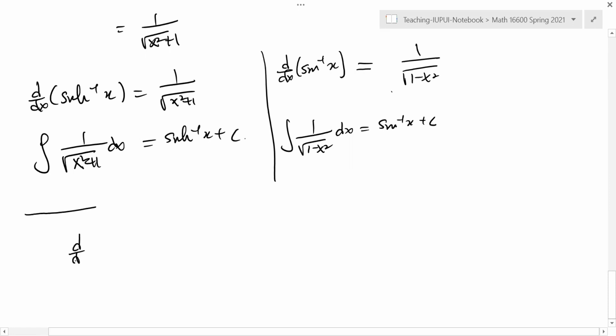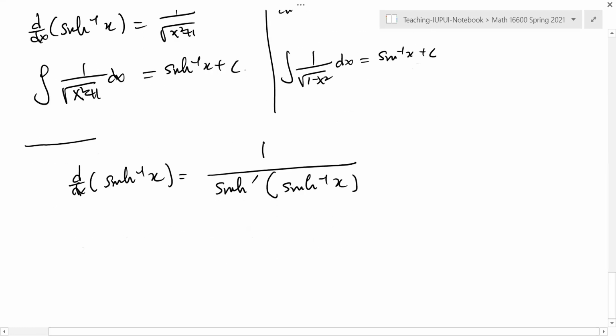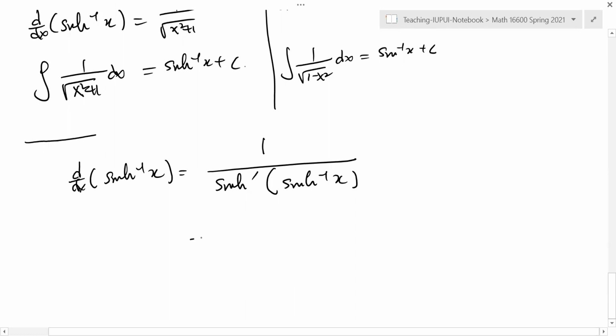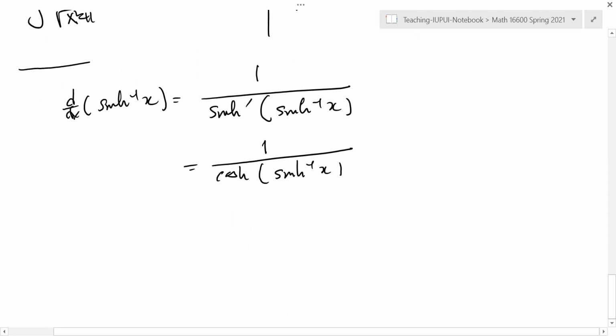The derivative of this function by the formula is 1 over the derivative of hyperbolic sine. Remember this formula? The derivative of hyperbolic sine is hyperbolic cosine. And the next question is how can we get rid of the hyperbolic cosine, and express it in terms of hyperbolic sine? How do we do that? Think about this.